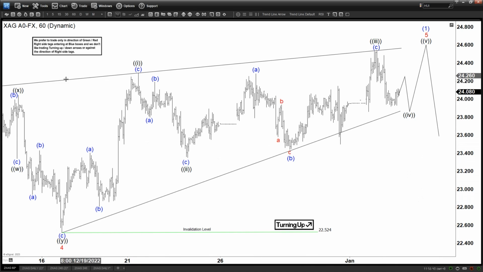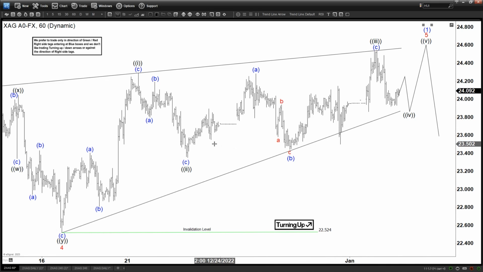So basically the structure is kind of mature right now, and this 1 could be ending any moment. We can always tweak the count and call it completed earlier, for example. So we can still see another leg up, but the takeaway is that the structure is quite mature. We should be looking for a pullback soon as the ending diagonal here is completed.